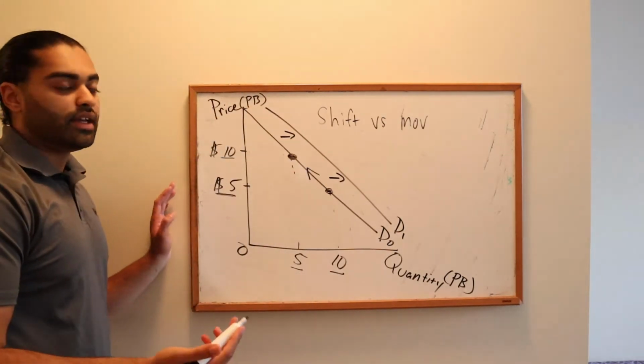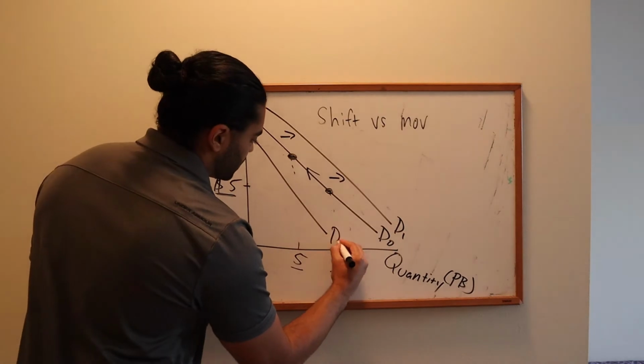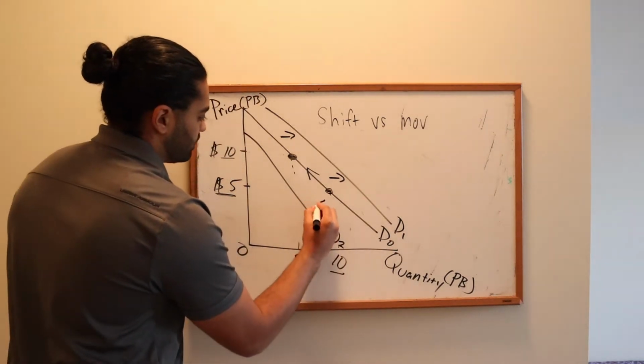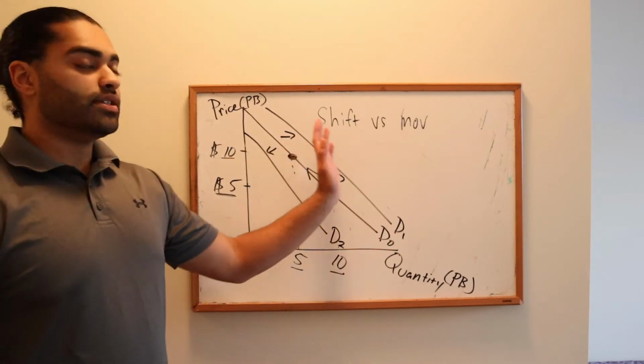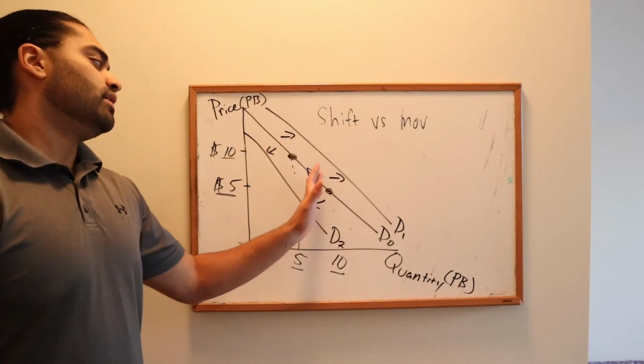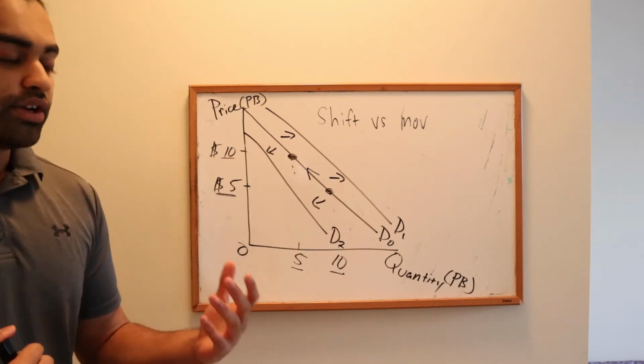A decrease in demand would be a leftward shift. Basically, you're getting closer to the origin. So again, increase in demand is a rightward shift. Decrease in demand is a leftward shift. Just make sure you know those, and also the understanding behind those terms.